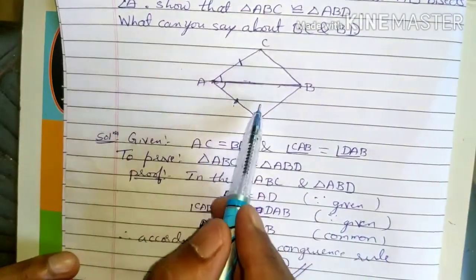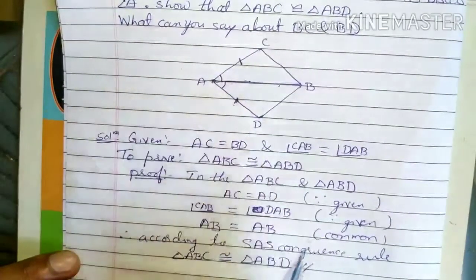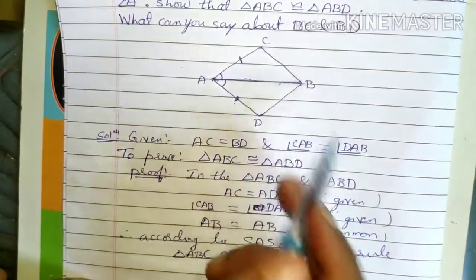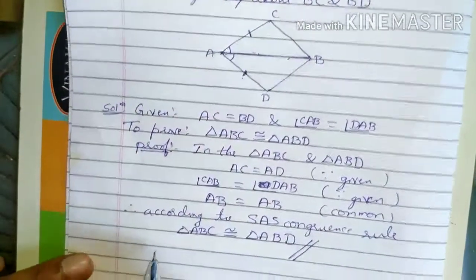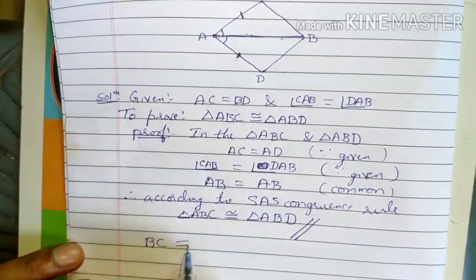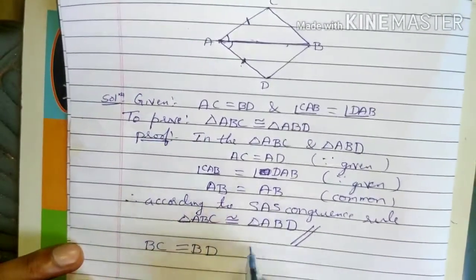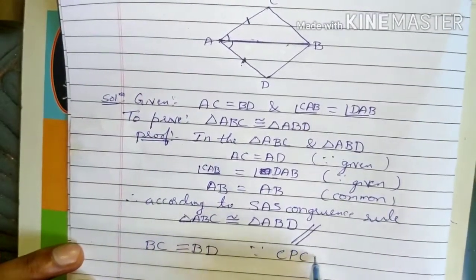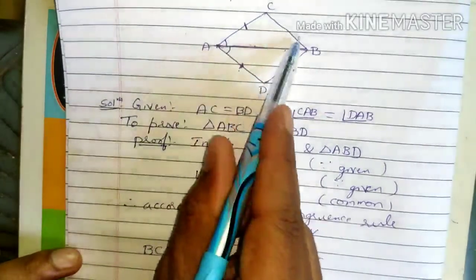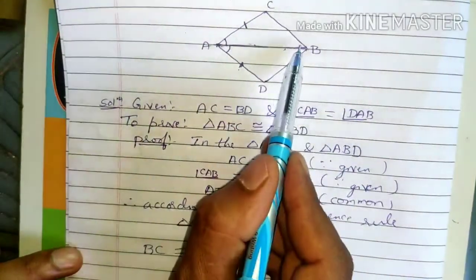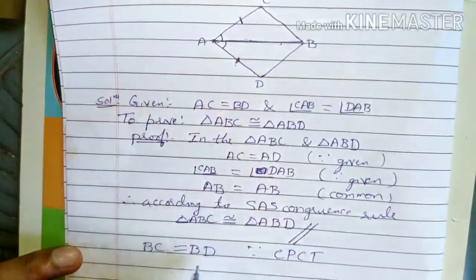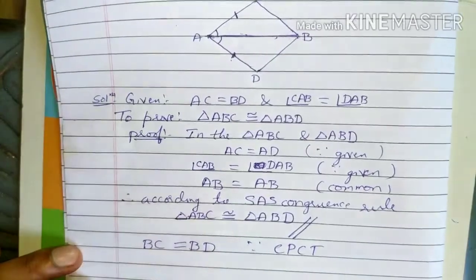Okay, since these two triangles are congruent, we have proved here, so therefore BC must be equal to BD. So therefore what we can say, final conclusion, so BC is equal to BD. Okay, because CPCT, corresponding parts of congruent triangles, so corresponding all the parts will be equal. Similarly, you can say that these two angles are equal and these two angles are equal using this concept.